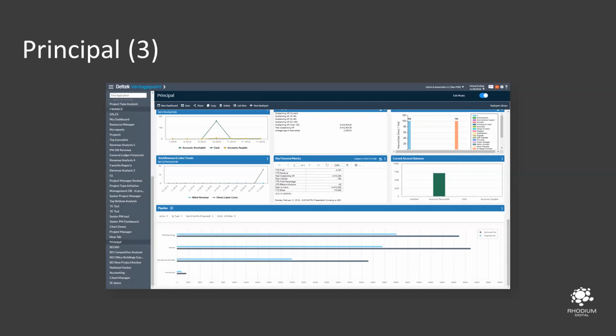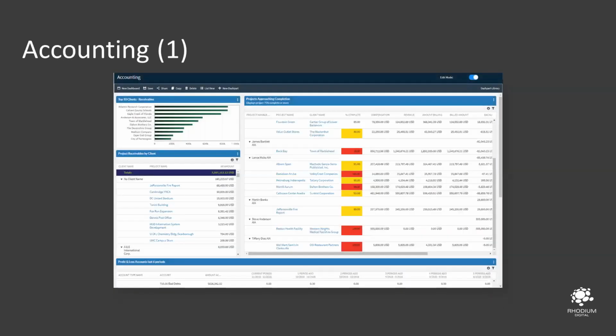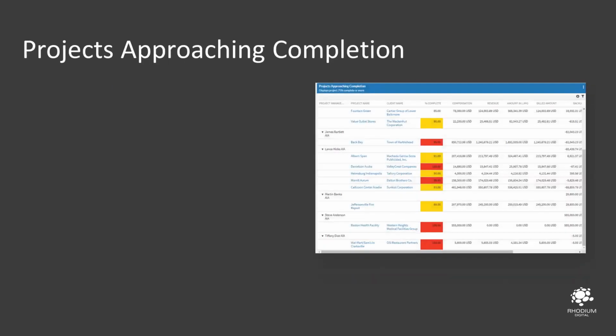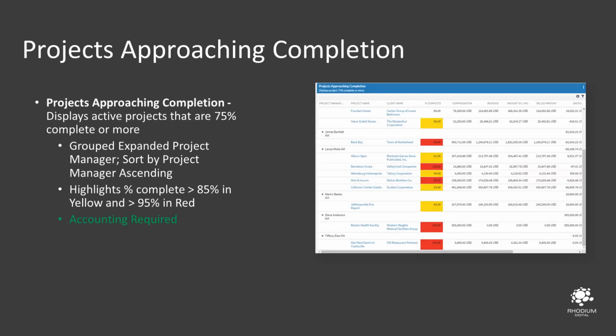Just another representation of the extent to which we might provide detail to a principal. A lot of these dash parts can also be provided to accountants, to people in accounting. And so that particular dashboard, including this dash part, projects approaching completion, with a highlight with respect to percentage completion at 85% and 95%.